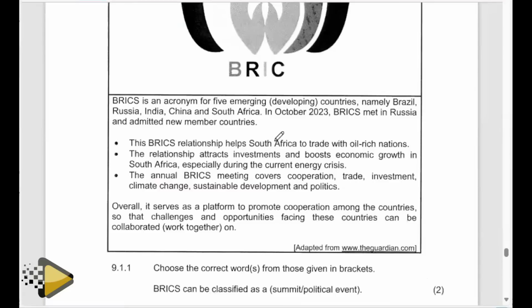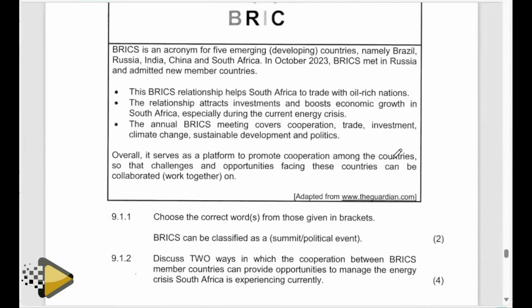These BRICS relationships help South Africa to trade with oil-rich nations. The relationship attracts investments and boosts economic growth in South Africa, especially during the current energy crisis. The annual BRICS meeting covers competition, trade, investment, sustainable development, and politics. Overall, it serves as a platform to promote cooperation among countries so that challenges and opportunities facing these countries can be worked on together.